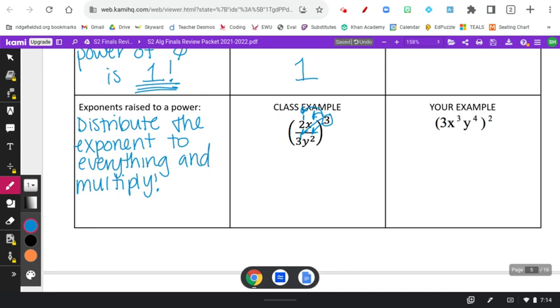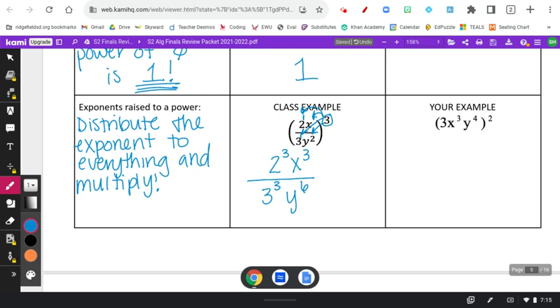So here, 1 times 3 is 3, so this becomes 2 to the third. Again, 1 times 3 is 3, so x to the third. On the denominator, 1 times 3 is 3, so 3 to the third. And then this y has an exponent of 2, so 2 times 3 is y to the sixth.